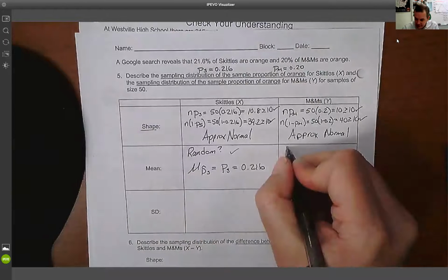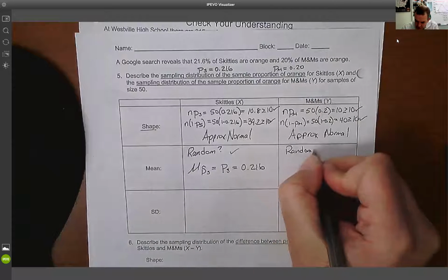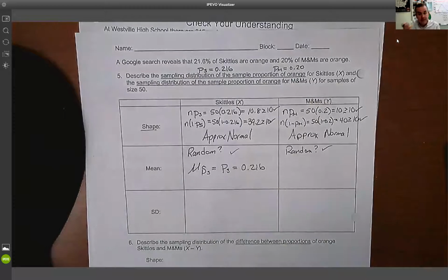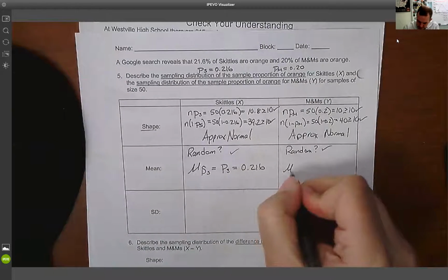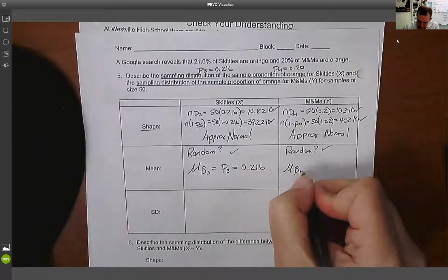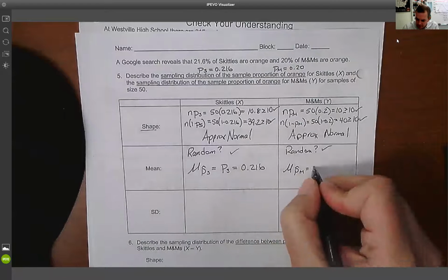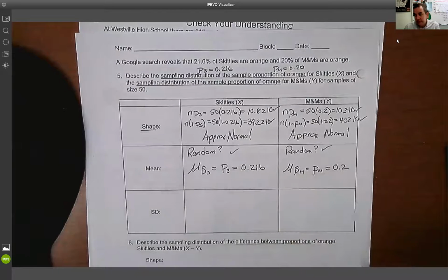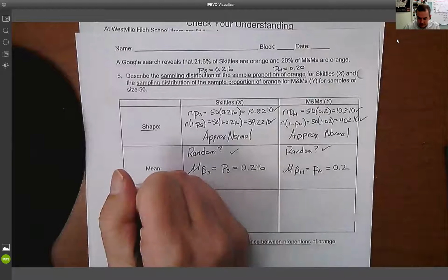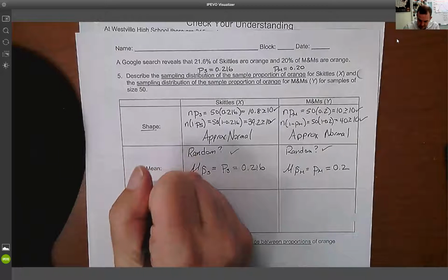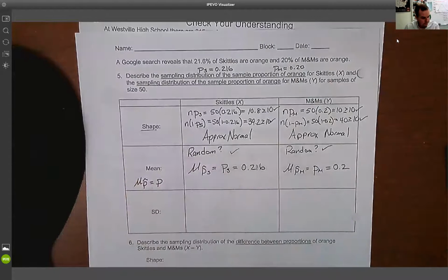In this case, we do the same check for M&Ms. Again, we're assuming that it's random. That's the only thing we can do. Unbiased estimator. So the mean of the sampling distribution of all these M&Ms is going to be equal to the real one, which is 0.2. And this is on your formula sheet: the mean of P hat equals P.